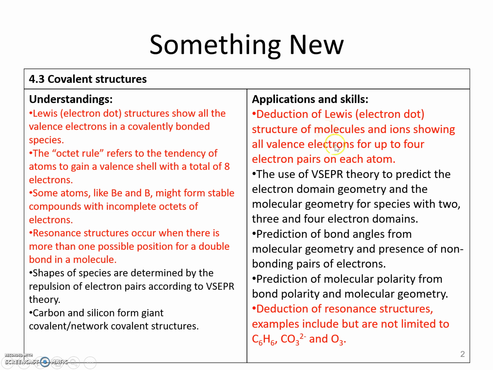Okay, so by the end of the video, you should be able to deduce a Lewis dot diagram for a wide variety of molecules, not just simple ones where the octet rule is followed, but also things like polyatomic ions, things where you have a choice where the double bond might go, that creates resonance structures, and things with expanded octets. I think I already said that.